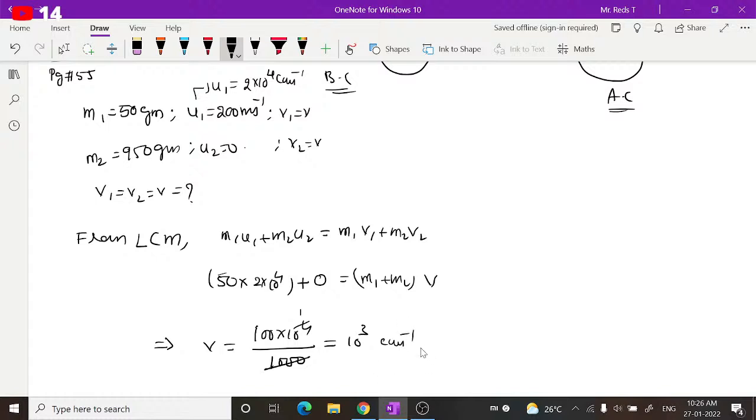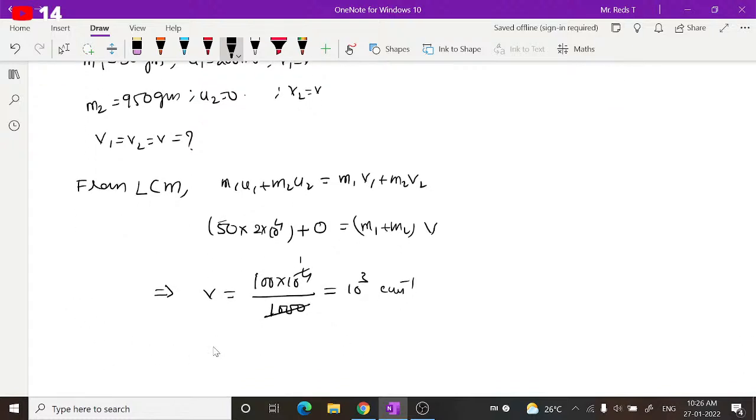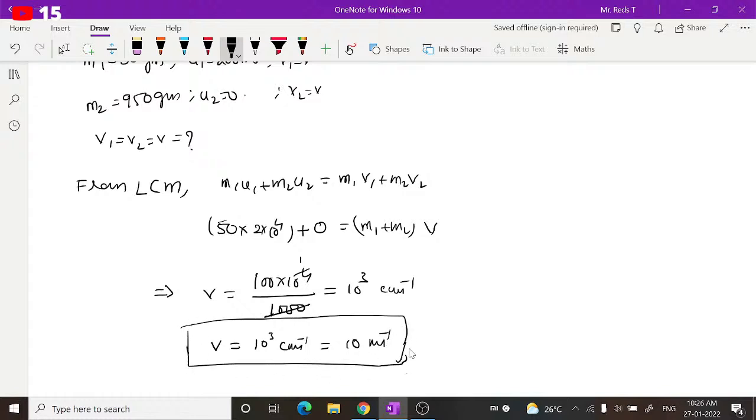But if you observe the options, they have given in SI system, so at this stage you can convert this into SI units. So V is equal to 10 power 3 centimeter per second, or if you want to convert, 1 centimeter equal to how many meters? 10 power minus 2. So 10 power 3 becomes 10 meter per second. Either way you can write 10 power 3 centimeters per second or 10 meters per second. So which option is right? The second one. That's it. This is how you have to work out.